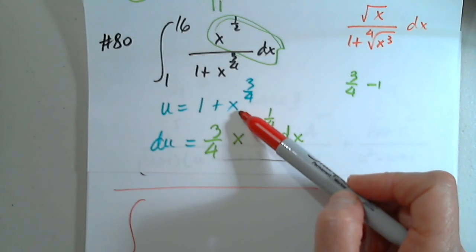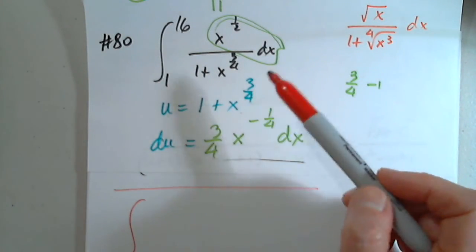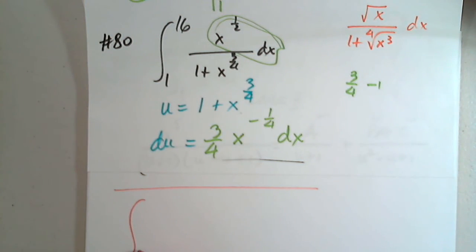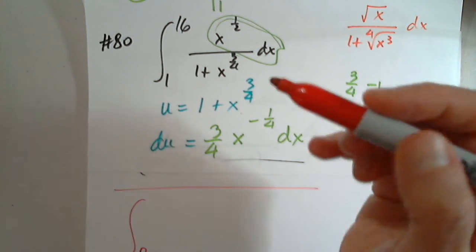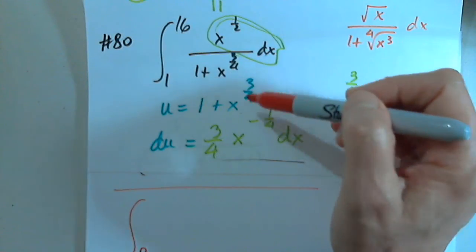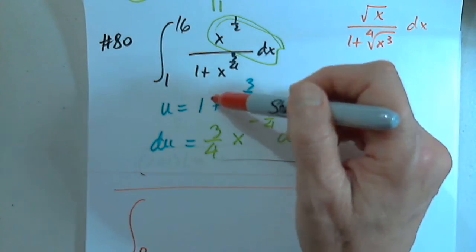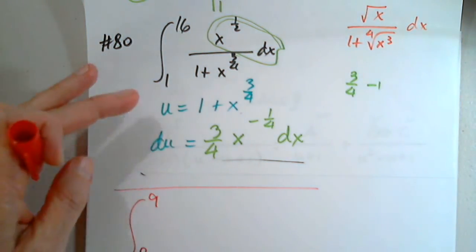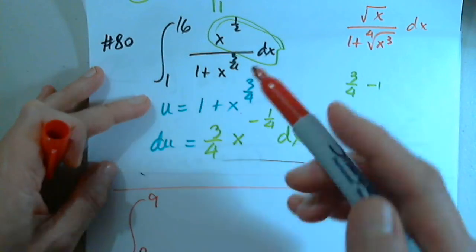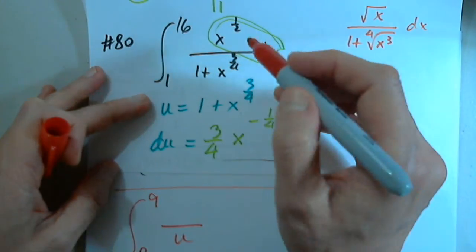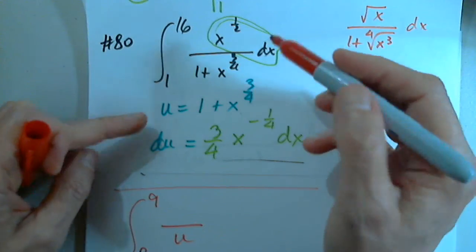When I plug in 1, the fourth root of 1 is 1. 1 plus 1, this will be 2. And when I plug in 16, the fourth root of 16 is 2. 2 to the third is 8. 8 plus 1 is 9. Okay. So the denominator is u. The numerator, yeah, that's the problem.